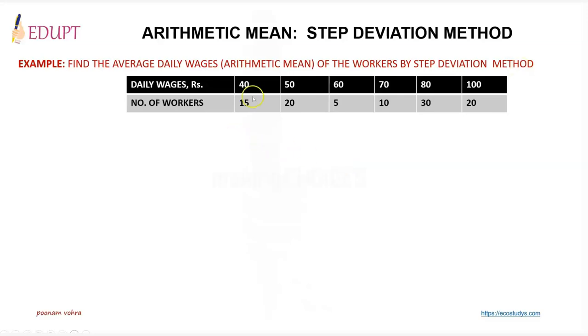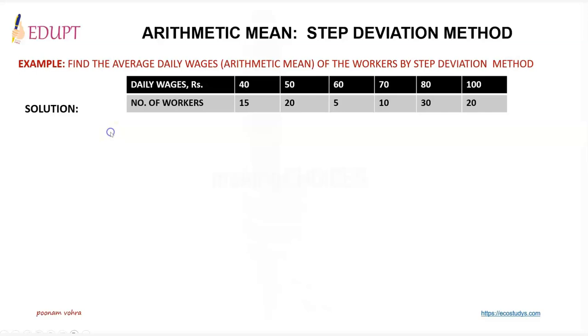Information is there are 15 workers who get rupees 40 as daily wages, 20 workers who get rupees 50 as daily wages, 5 workers who get rupees 60 as daily wages, 10 workers who get rupees 70 as daily wages, 30 workers who get rupees 80 as daily wages, and 20 workers who get 100 rupees as daily wages. So one needs to find out the average daily wage of workers.